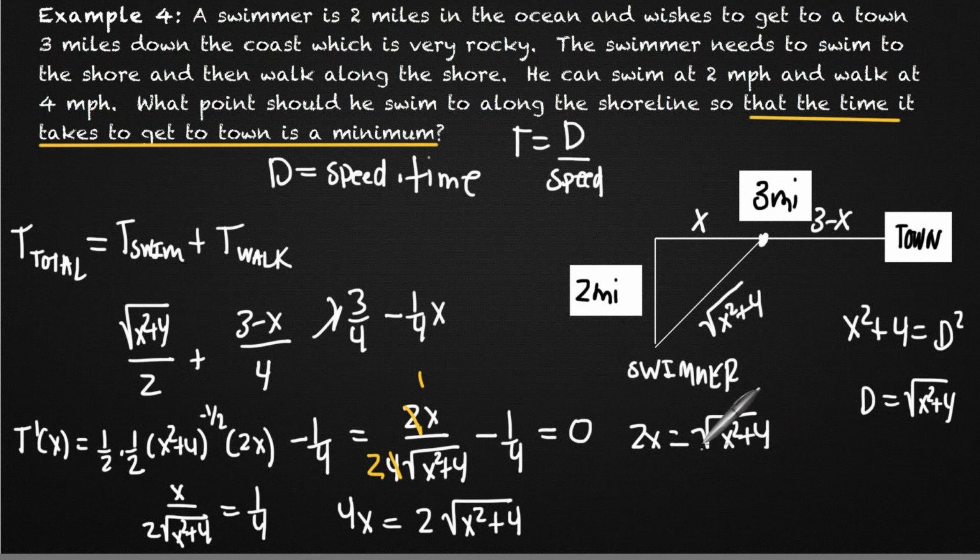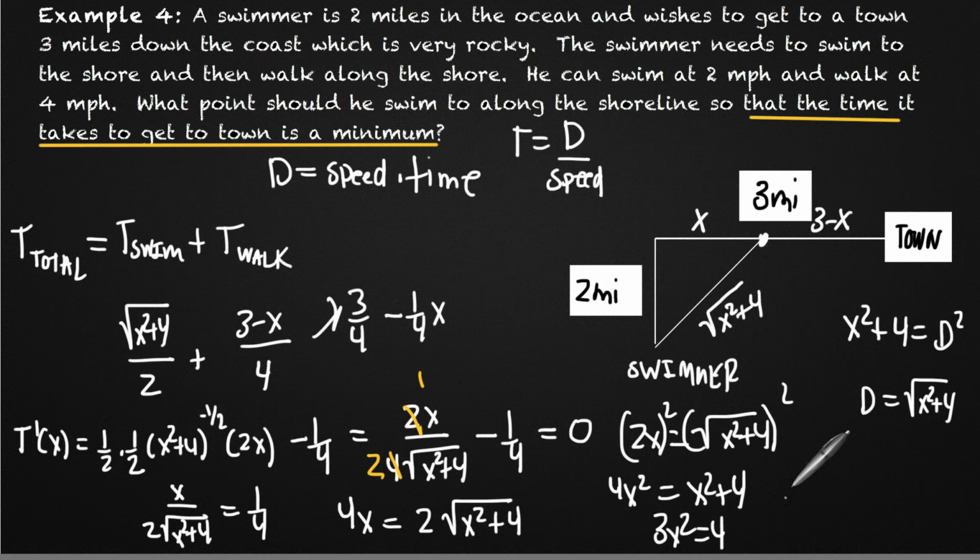Now I need to get rid of the square root, so I need to square both sides. Don't forget to square the 2. That's going to be 4x squared. Let me write that a little bit better. 4x squared, and then the square of the square root goes away, so I'm left with just x squared plus 4. Move the x squared to the other side. I get 3x squared equals 4. And so x squared equals 4/3.